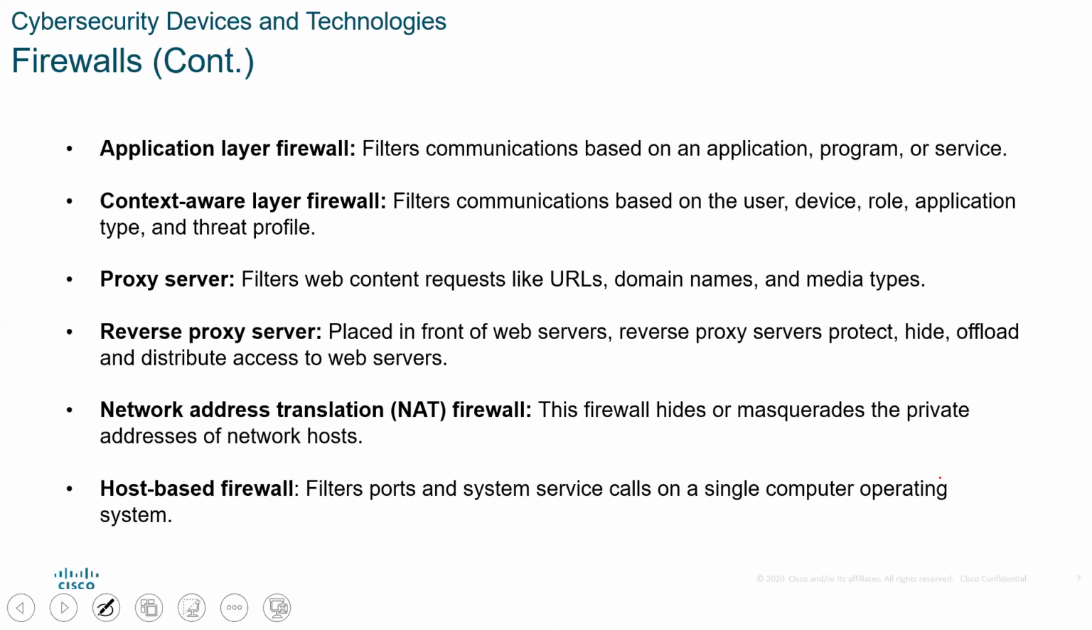The proxy server filters web content requests like the URL, domain names, and media types. Then you have the reverse proxy server, and it's placed in front of web servers. Reverse proxy servers protect, hide, offload, and distribute access to web servers. Then you have the network address translation firewall. This firewall hides and masquerades the private IP addresses of network hosts.